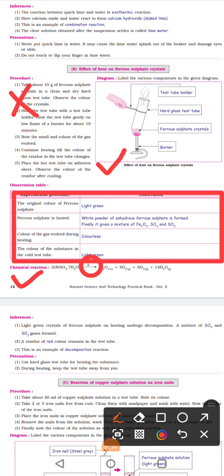Next, the inference is compulsory. Which kind of residue remains in the test tube? Red color residue. Which kind of reaction? Decomposition reaction. Which color gas is evolved? Colorless gas. What is the original color of ferrous sulfate? It is green in color. You have to remember all these points while writing, and for when the examiner asks. Writing the precaution is not needed.